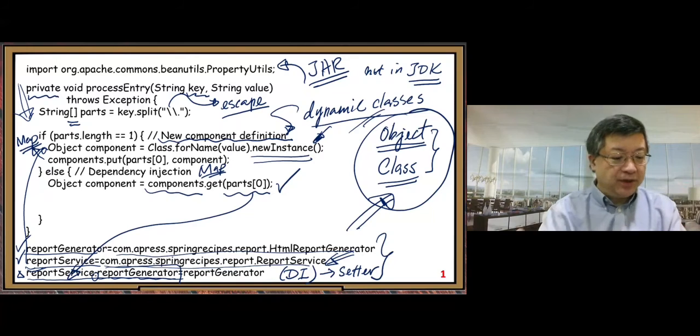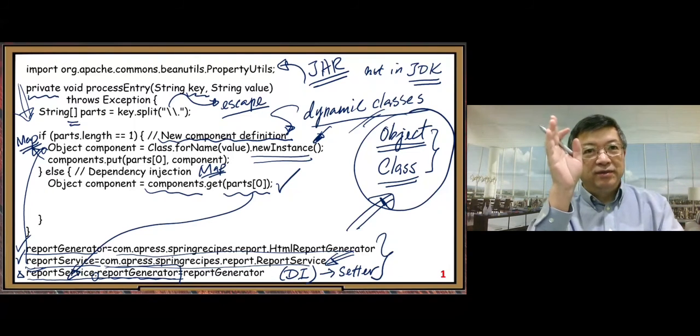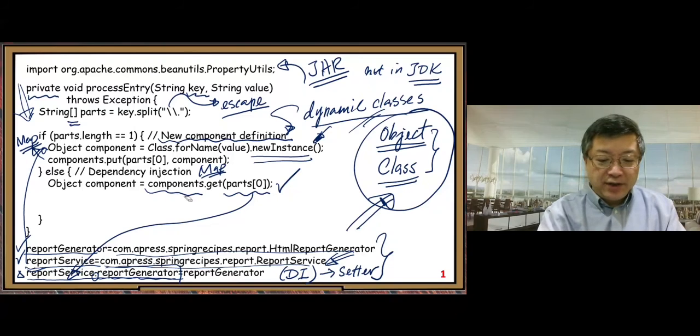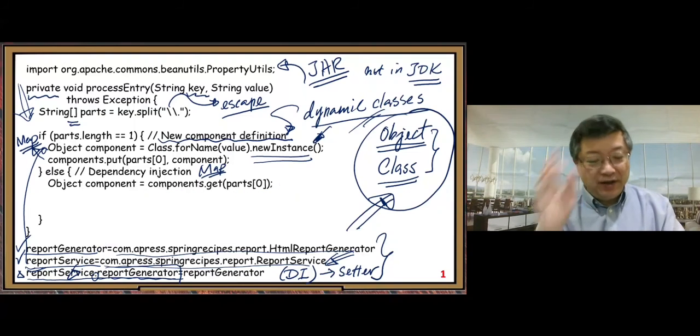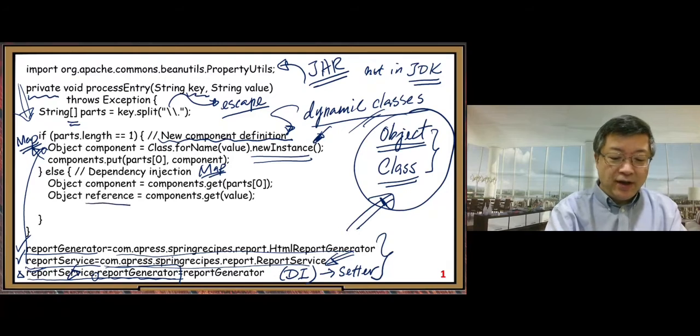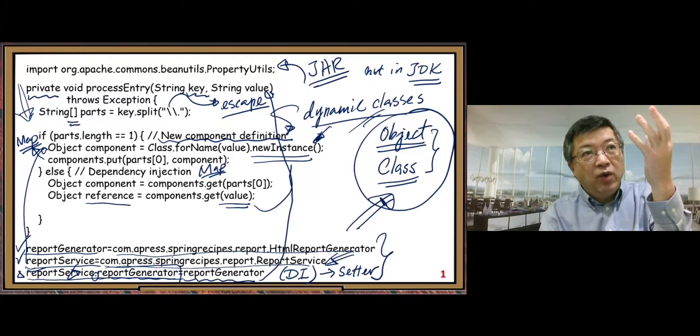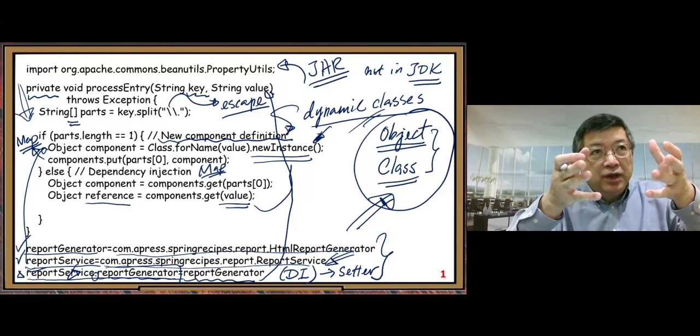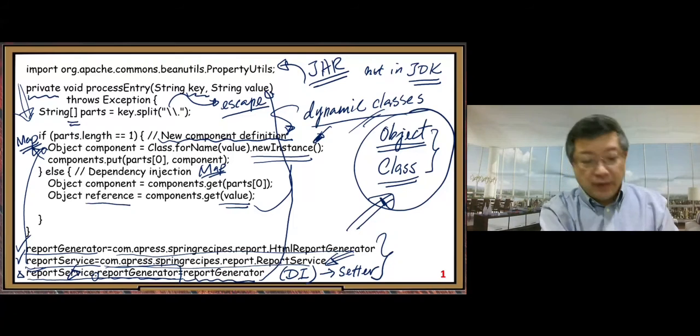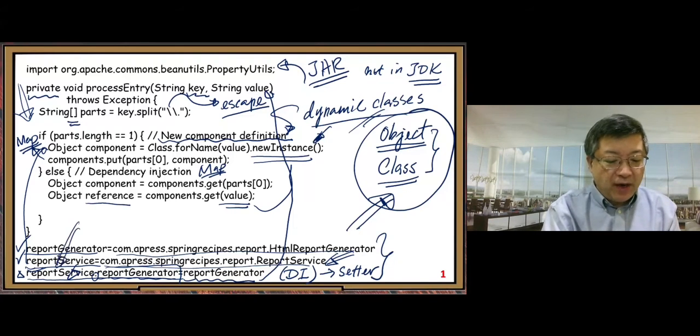After you get that object, before we do injection, we need to do another step. Reference, components.get(value). This value corresponds to this part. That is the name of the component you want to inject into the service object. So this is the dependency object.